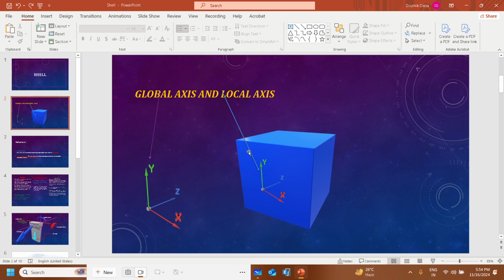So there is also an option that we can change the orientation of the structure, the orientation of the building units also. By this way we can normalize the forces and the stresses developed in the structure.